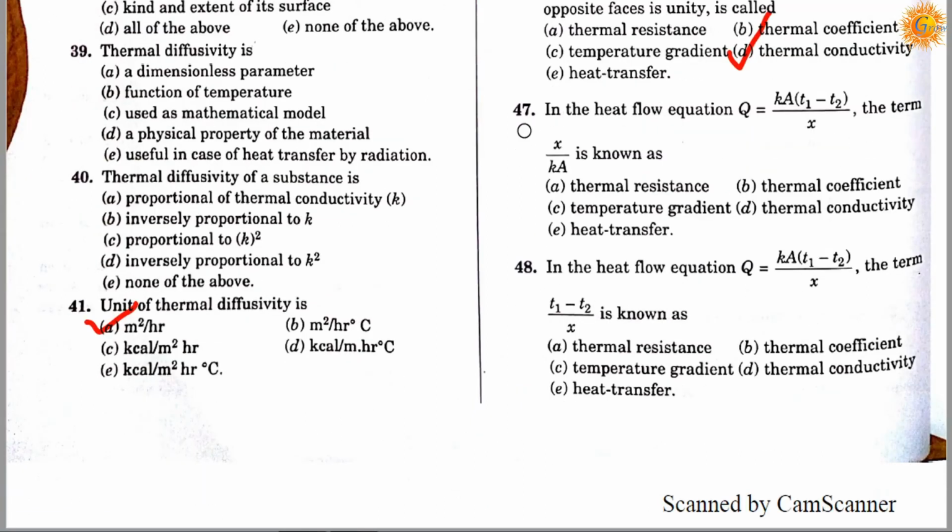Question number 47. In the heat flow equation, Q is equal to KA (T1 minus T2) divided by X. The term X upon KA is known as option A, thermal resistance. Option B, thermal coefficient. Option C, temperature gradient. Option D, thermal conductivity. And option E, heat transfer. So the correct answer is A. It's a thermal resistance. X upon KA is a thermal resistance.